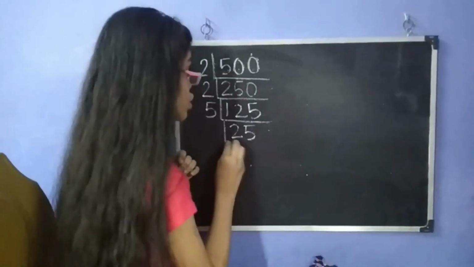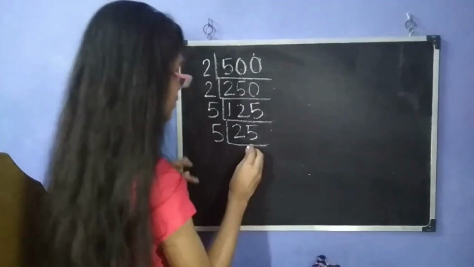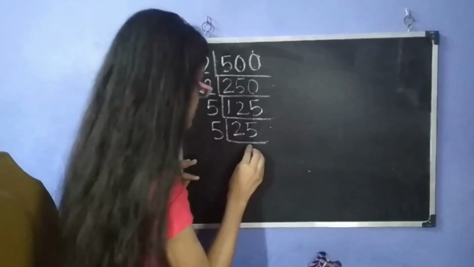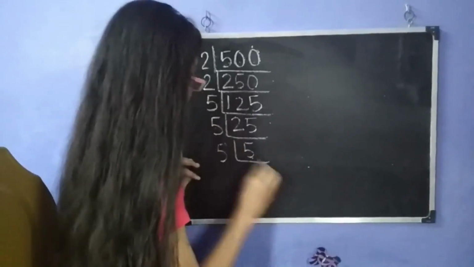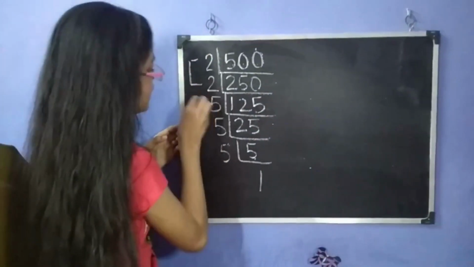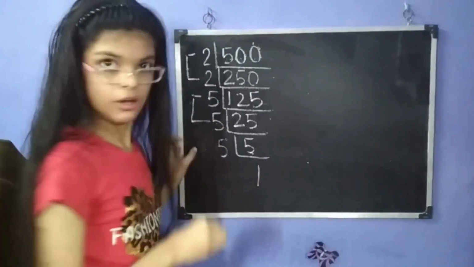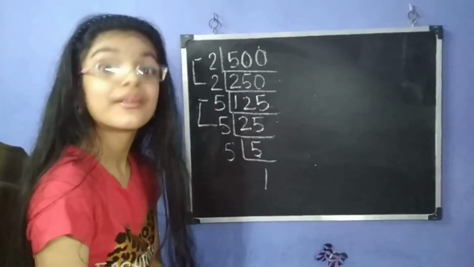And now we have 25. Obviously, that's going to become 5 times 5 is 25, so it's going to become a 5 here. And I'm going to do 5 again, and it's a 1. So now let's do all the pairs. 1, 2, uh-oh. There's no pair here. So what are we supposed to do?